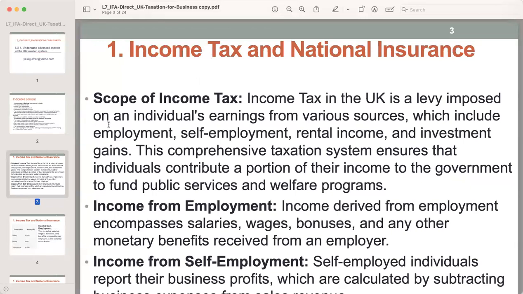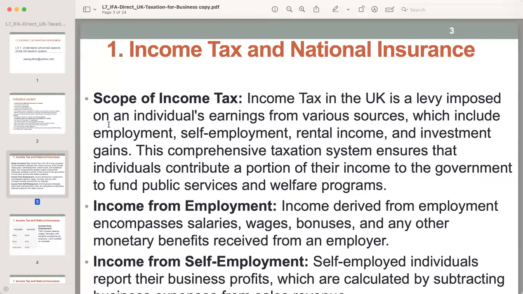Okay, scope of income tax. Income tax and national insurance. Scope of income tax: income tax is what we pay to the government based on our earnings. It is like a slice of your salary that goes to fund important things like schools and hospitals.